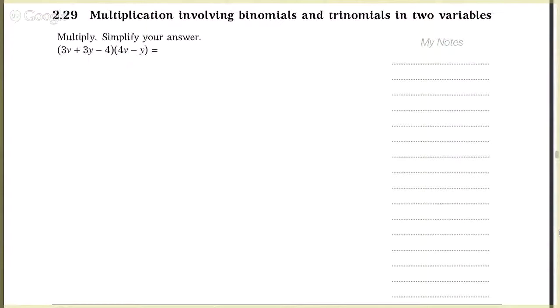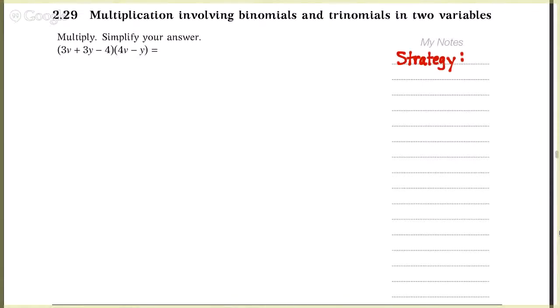In this example, we're being asked to multiply two polynomials. The first, the one on the left here, 3v plus 3y minus 4, has three terms in it, three additive terms, so we call it a trinomial. The second, the polynomial we're multiplying it by, 4v minus y, has two terms, and so we call it a binomial. So here we're multiplying a trinomial on the left times a binomial on the right, and we want to simplify what we got. So what's our strategy going to be?